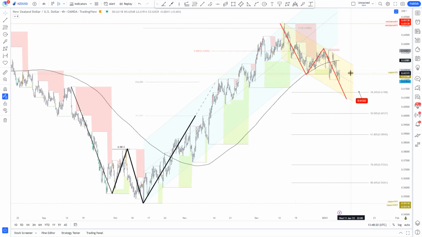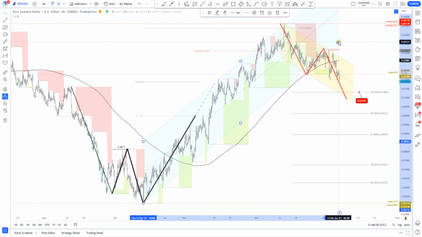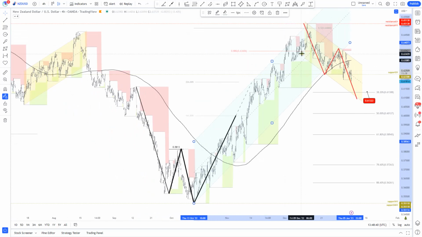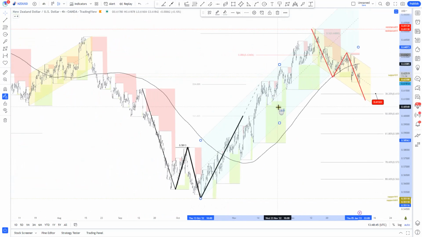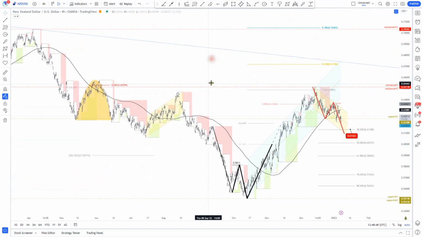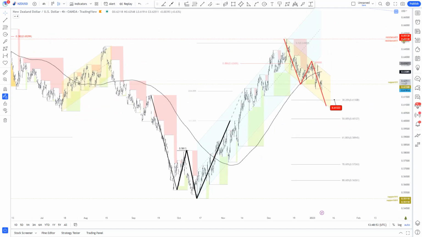So I draw this descending parallel channel for the Kiwi. We had the breakout of the ascending one, the previous one formed from these lows from October. Nice reaction, nice recovery for the Kiwi, but it has found resistance at the previous structure high. So basically we already have a weekly and daily fractal resistance at 65.13.